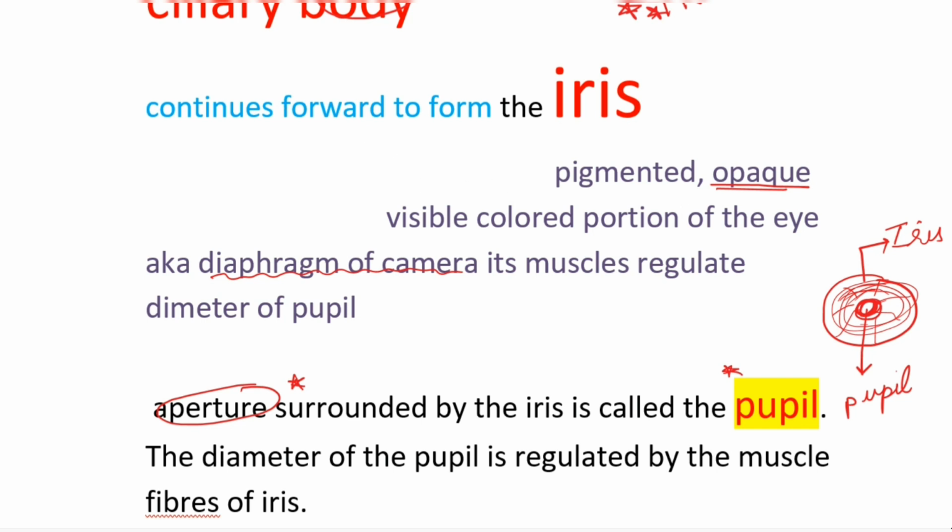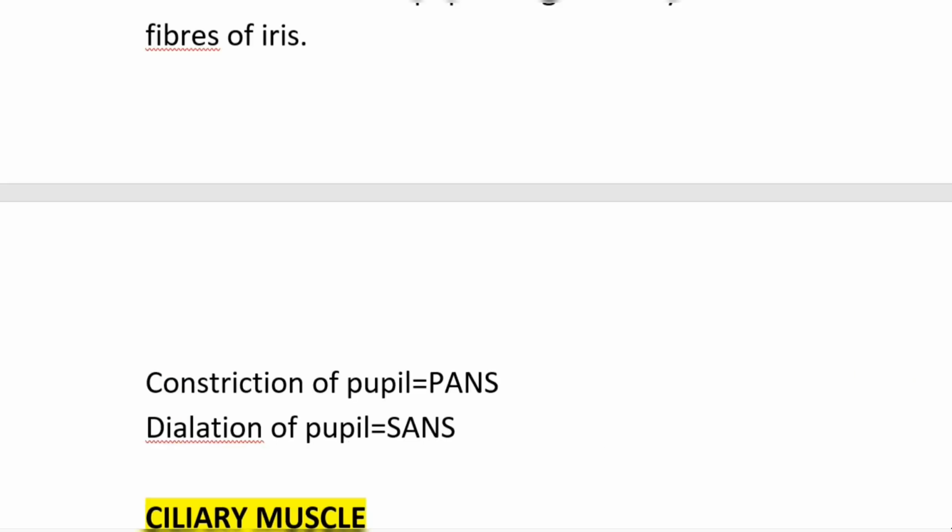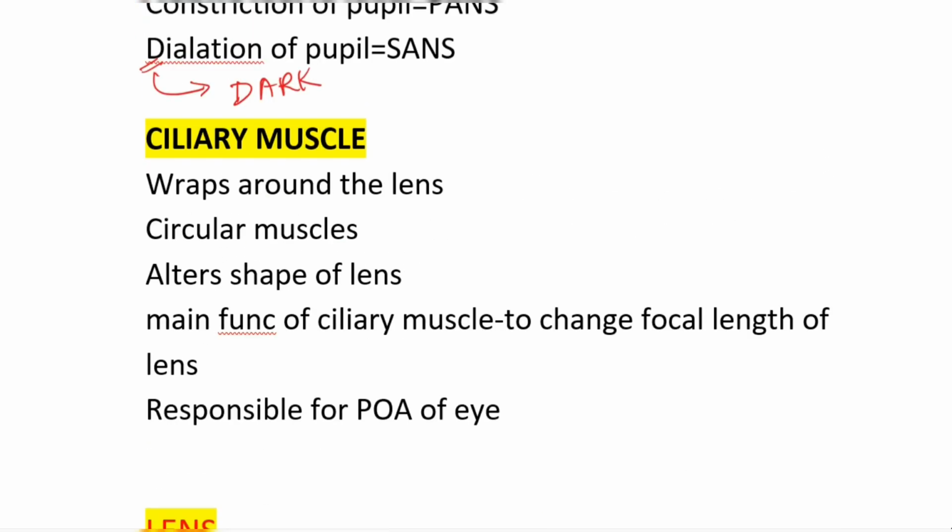So when we enter a dark room, the pupil dilates or expands. And when we enter a bright room, sudden bright room, the pupil becomes narrow. It constricts, we say. So dilates in dark, DD, dilation in the dark conditions. Pupil constriction is mediated by the parasympathetic nervous system, PANS, and pupil dilation is mediated by the SANS, sympathetic autonomic nervous system.